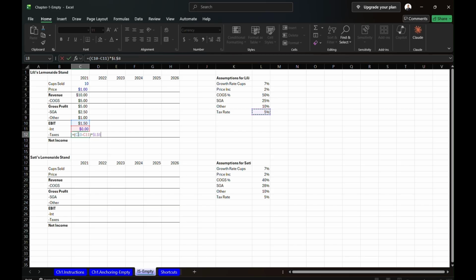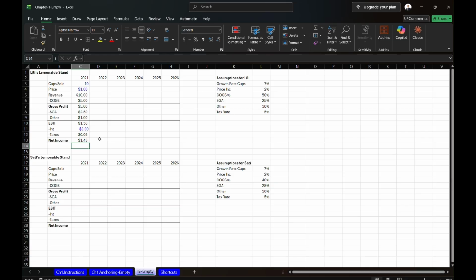So F4, 1, 2, 3 times for the column. And finally, for net income here, we're going to do equals our EBIT minus interest minus taxes. Enter. And this here is our net income, or Lily's net income for her lemonade stand in 2021, or year one.